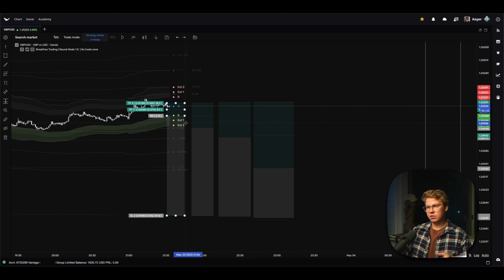But you will run into problems with two things. First, you're going to get greedy and you will put too much position size up here.